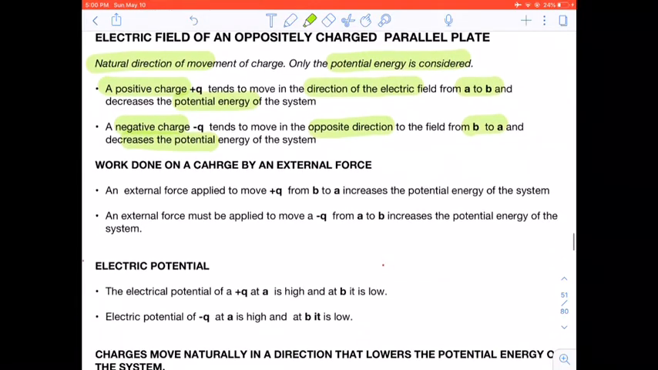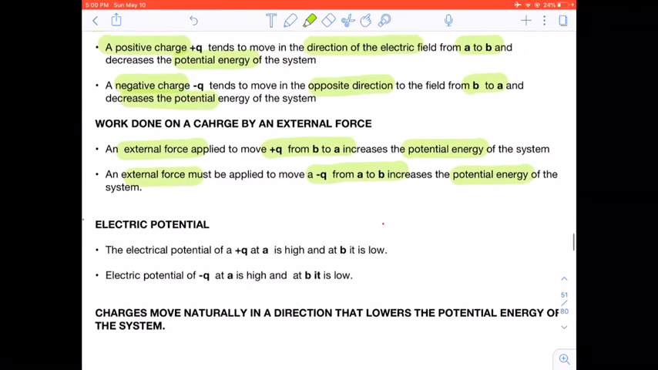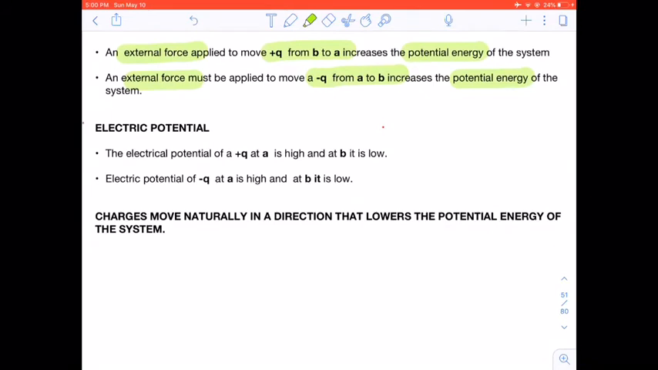Right, the work done. An external force is applied to move it from B to A, right? And in doing so, it increases the potential energy. And also an external force moves a negative charge from A to B, increases the potential energy, right? So you need to look at that carefully and relate it to that field.